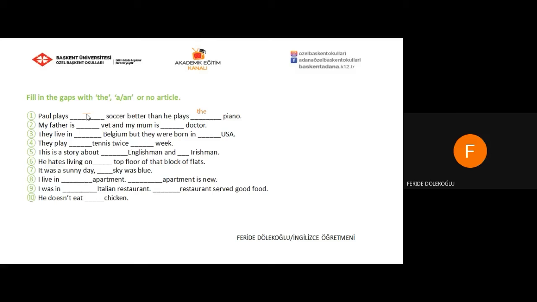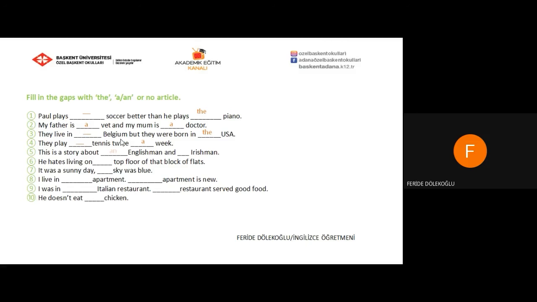Second one, my father is a vet and my mom is a doctor. They live in, here you see a country. It's not plural. It doesn't include a word like states, so the correct answer is no article. They live in Belgium, but they were born in the USA, the United States of America. It includes the word states. Number 4 is similar to number 1, so the correct answer is no article. They play tennis twice a week. Remember this phrase, twice a week, or we can say 3 times a month, okay?